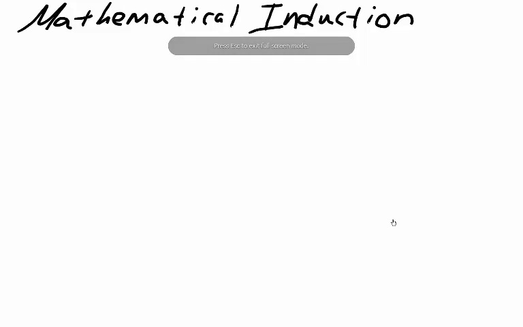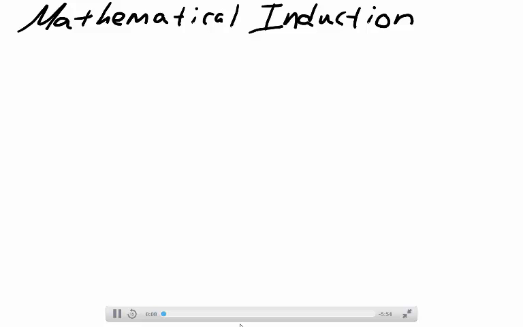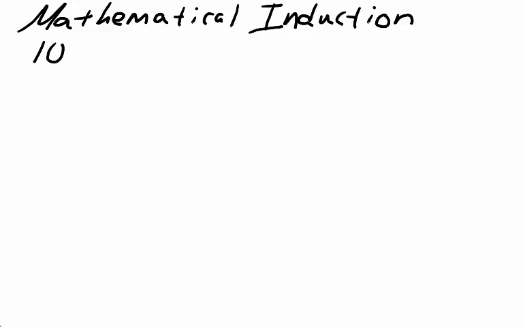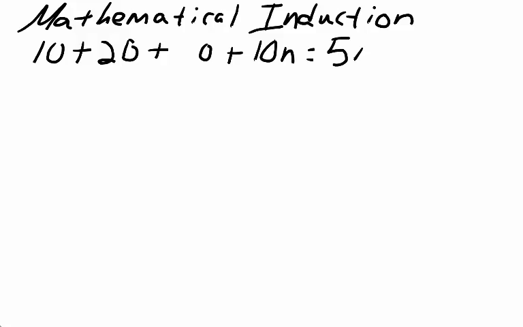In this video, we're going to use mathematical induction to prove that a statement is true for all natural numbers. Suppose we want to say that the sequence 10 plus 20 plus 30 plus ... plus 10n equals 5n times n plus 1 for all natural numbers n.